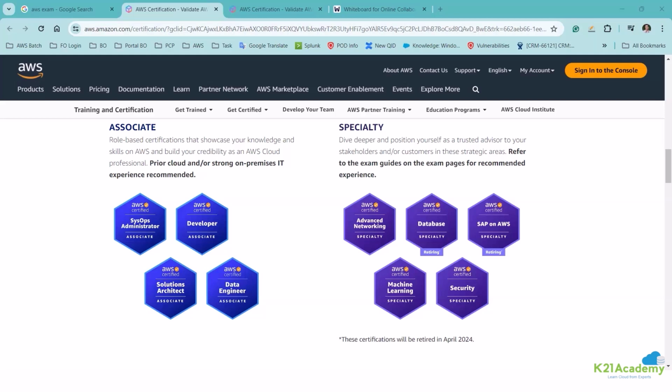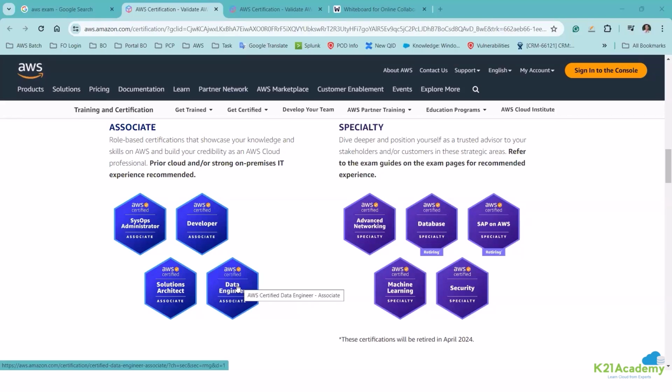So SysOps Administration is mainly for system administration, system managing, AWS management, and everything. That's the SysOps Administrator Associate. The next one is the new one, the latest one. This is the latest AWS certification, which AWS introduced a few months back.